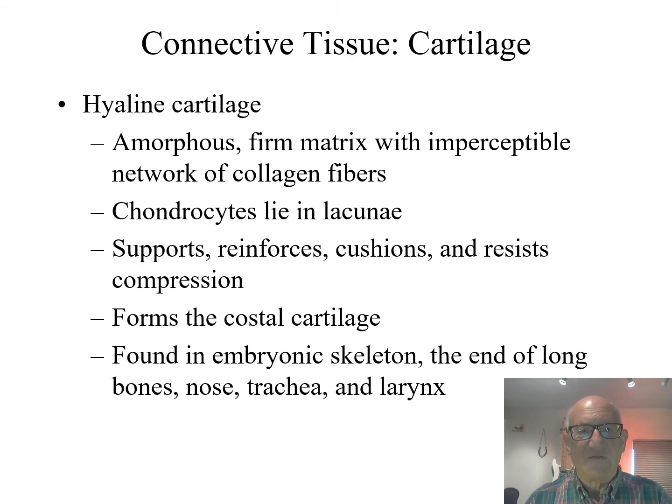The next kind of connective tissue is cartilage, and we're going to look first at hyaline cartilage. It's amorphous. In other words, it doesn't have a really defined look or matrix to it. It has a firm matrix with imperceptible networks of collagen fibers. Chondrocytes lie in lacuna, or small spaces in the matrix. It supports, reinforces, cushions, and resists compression. It forms the costal cartilages, and it's found in the embryonic skeleton and the end of long bones, the nose, the trachea, and the larynx.